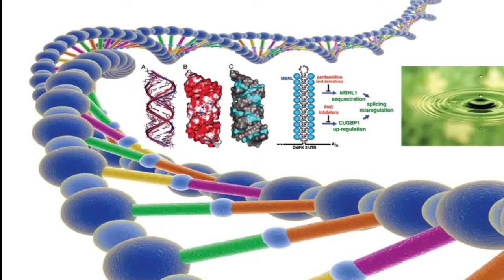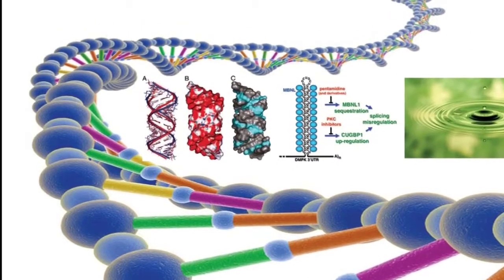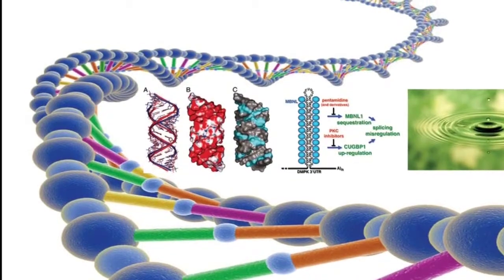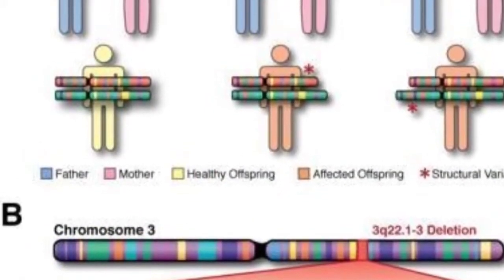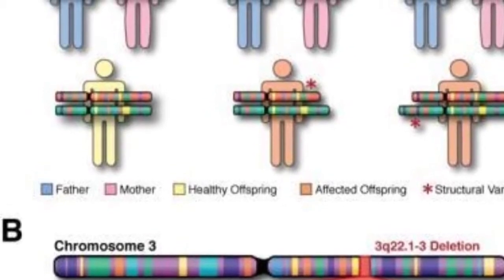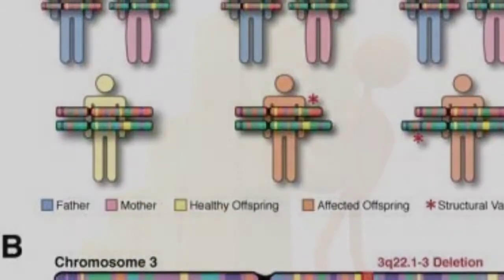What is a genetic mutation? A genetic mutation is a change in the genetic base sequence that can lead to a genetic disorder. What is a genetic disorder? A genetic disorder is a mutation that changes the function of a protein, causing a disease.